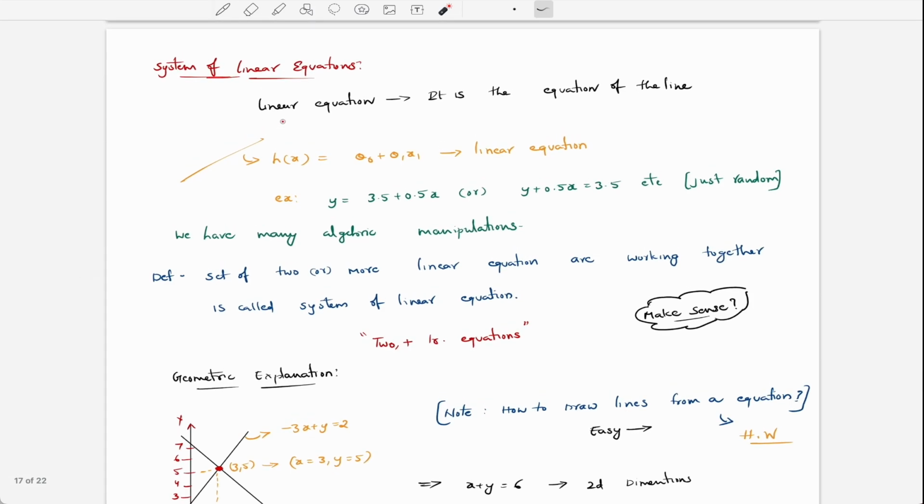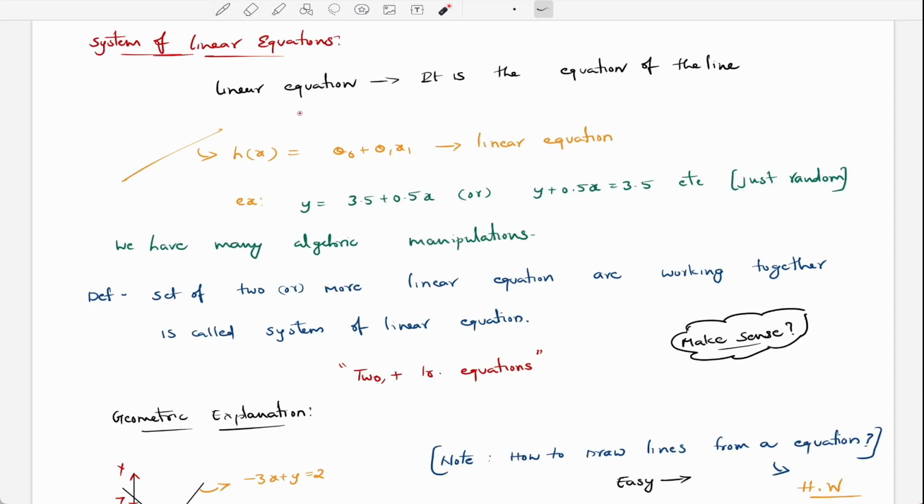So what do you mean by a linear equation? A linear equation is just an equation of a line. It represents a line, and the equation of this line is a linear equation. I hope you understand. So we have h of x equals theta 0 plus theta 1 x1. This is a linear equation. We have a lot of examples over here.